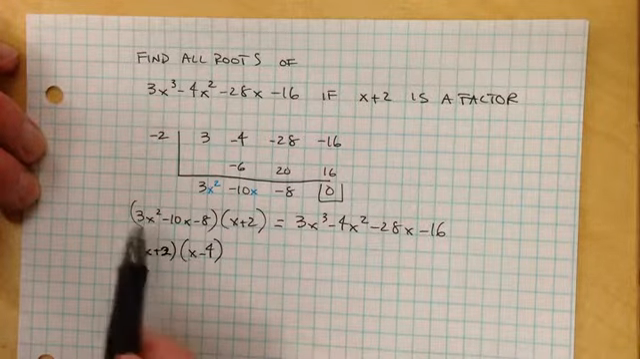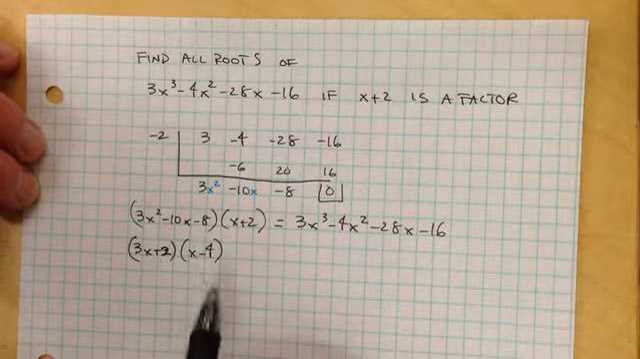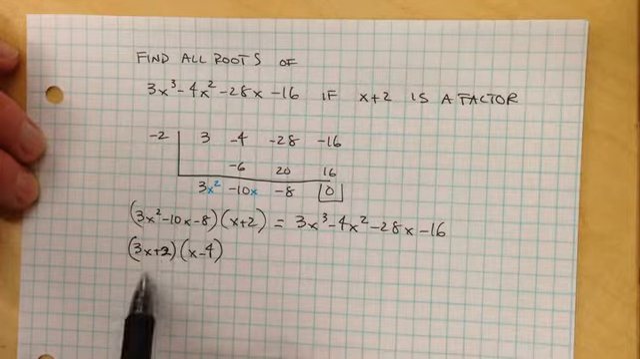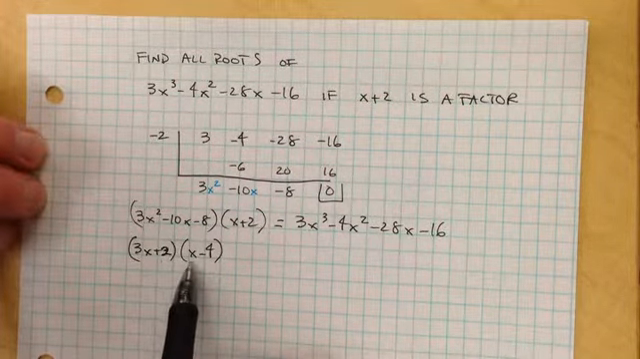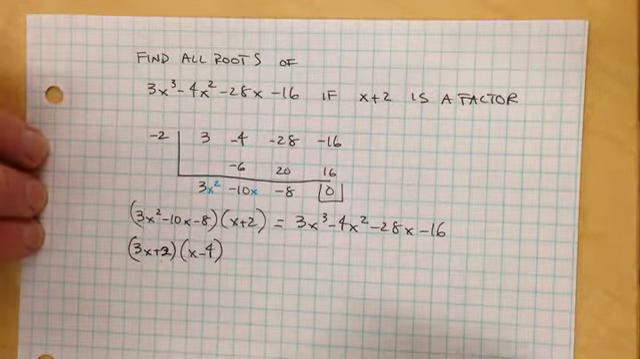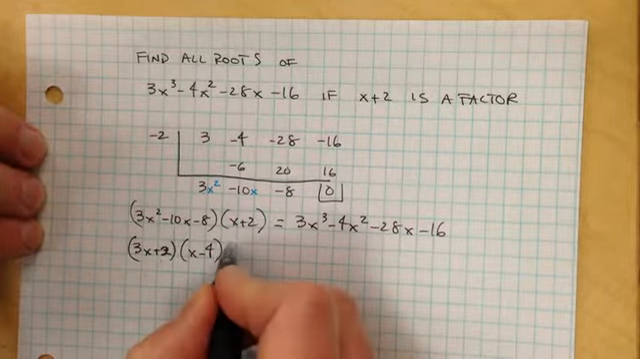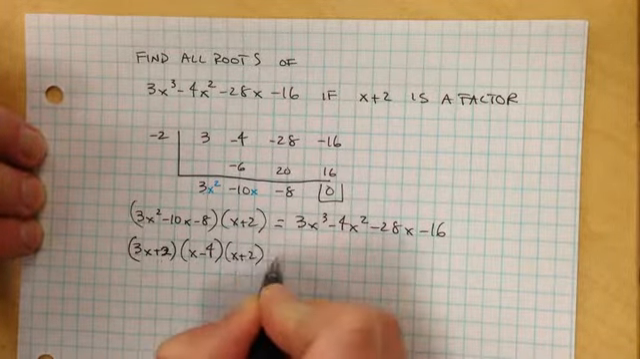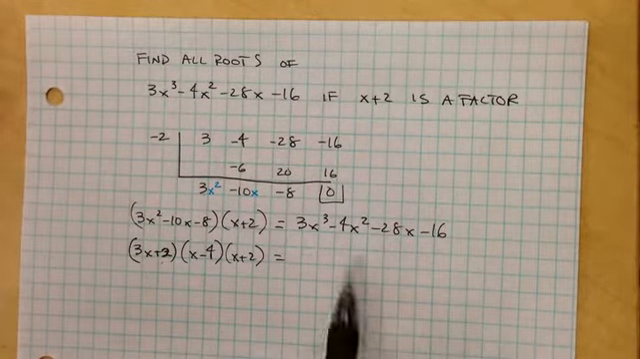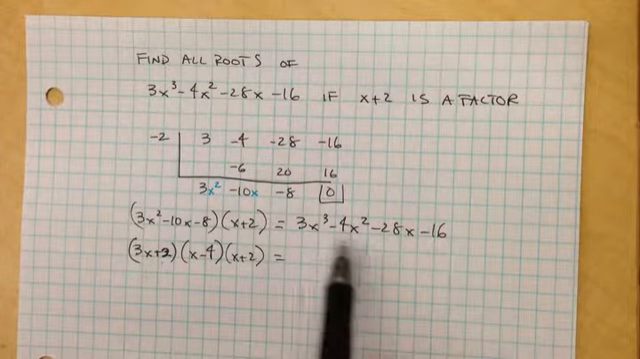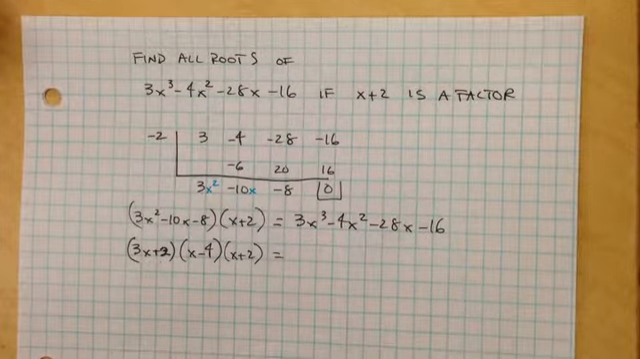3x squared for my front. My back would be negative 8. And my middle term is found with the outside, negative 12, and my inside, positive 2. Great, that gives me negative 10. And then I can bring this factor down, x plus 2 equals all this. Wow. So now we have factored, really, this third degree polynomial.